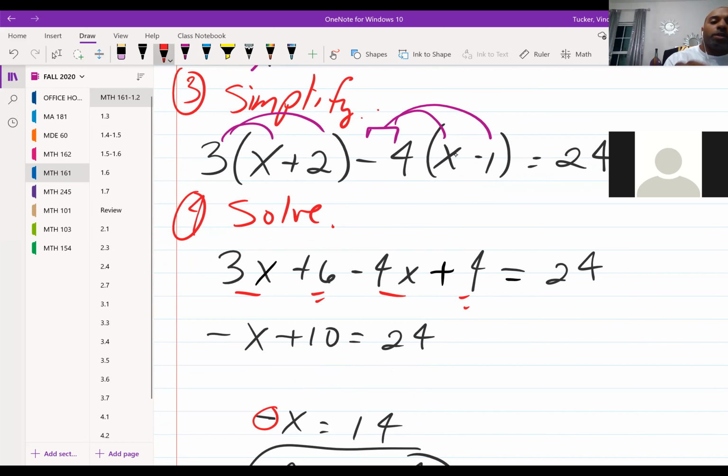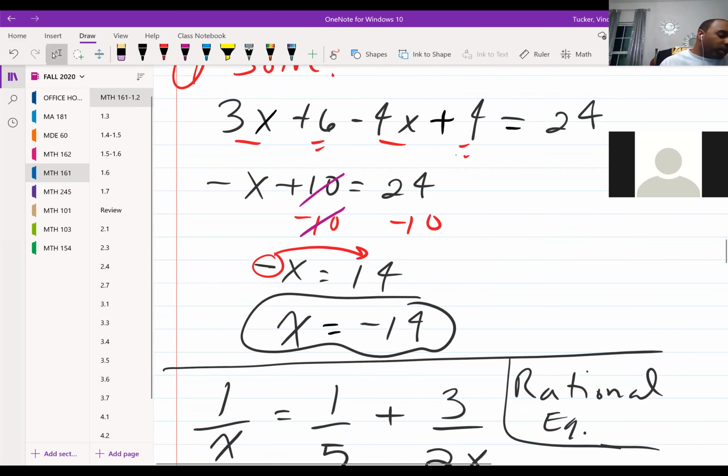From there, you can go ahead and solve for x by subtracting 10 from both sides. 10 cancels on the left. That leaves us with negative x equal to 14. Remember, we're solving for positive x, so we take that negative over. And our final answer is x equal to negative 14.